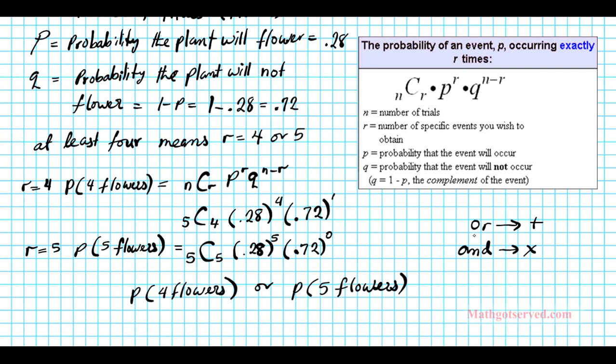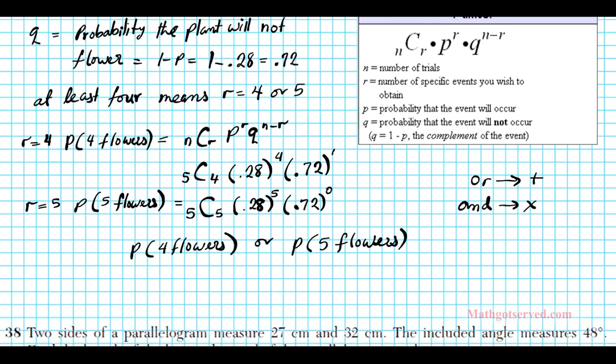So do not forget, this is really important. Since it's 4 or 5, because it's at least 4, we're going to multiply these individual probabilities together. So we're going to have 5 choose 4 times 0.28 raised to the 4th power times 0.72, the probability that 4 flower, plus 5 choose 5 times 0.28 to the 5th times 0.72 to the 0th power.